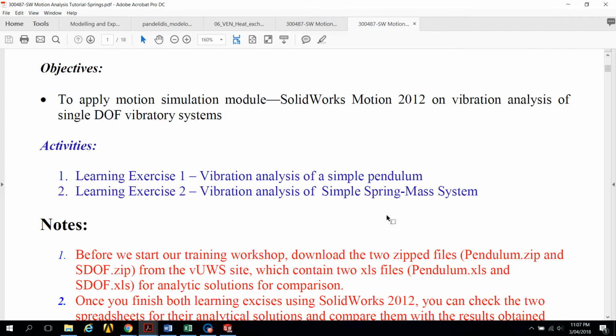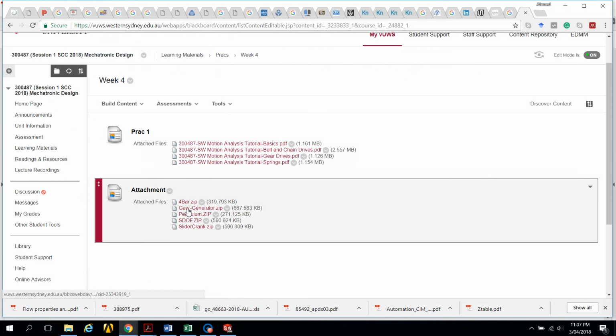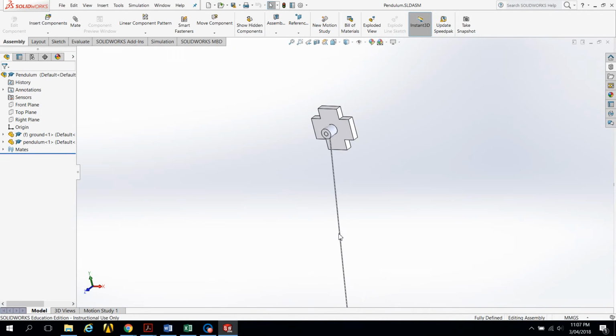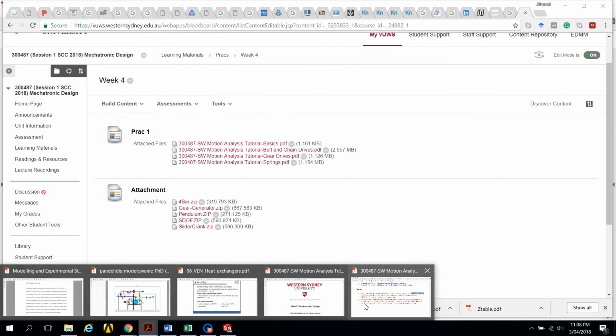So before we start, this asks you to download 2 zip files, the pendulum zip file and the SDOF zip file, and that's what we're talking about here, these 2 files, the SDOF and the pendulum one. The pendulum one is the one we're going to start with at the moment. So go back once again.